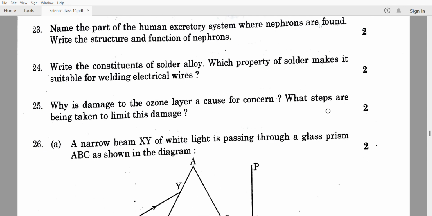Why is damage to ozone layer a cause of concern? What steps are being taken to limit this damage? So depletion of ozone layer leads to harmful effects such as skin cancer or genetic disorders when it falls on the human or animal skin. So these are the damages that happen. So to prevent that, we need to have a concern for ozone depletion. Another thing, the steps being taken to limit this damage is reducing use of CFCs and using the alternates of CFC like HCFC.